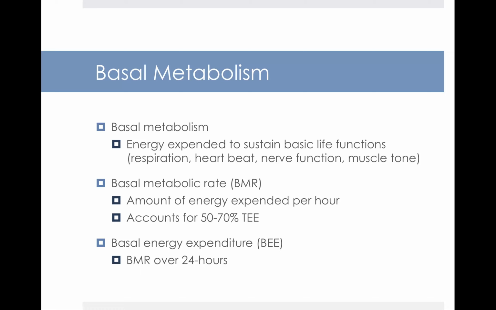There are a couple of terms that sound similar, so I'll spell them out for you here. Basal metabolism is the energy expended to sustain basic life functions, so you can breathe, your heart can beat, your nerves can function, and your muscles can stay functioning as well. The basal metabolic rate refers to the amount of energy expended per hour. Somewhere between 50 to 70% of your total energy expenditure is made up by your basal metabolism. Basal energy expenditure refers to your basal metabolic rate over the period of 24 hours. So basically, how many calories did you burn over those 24 hours? That's the BEE.